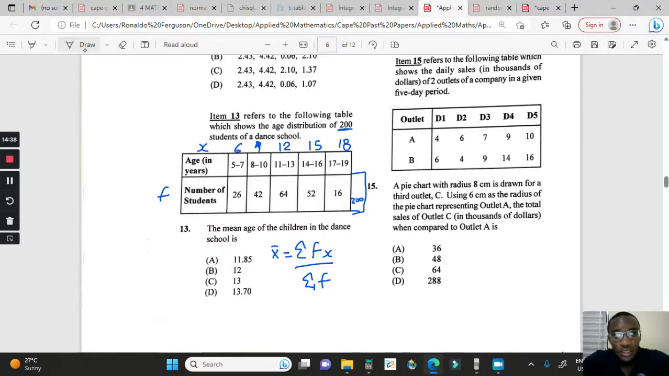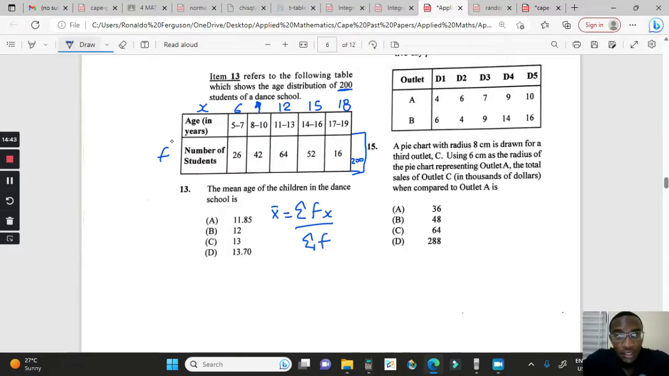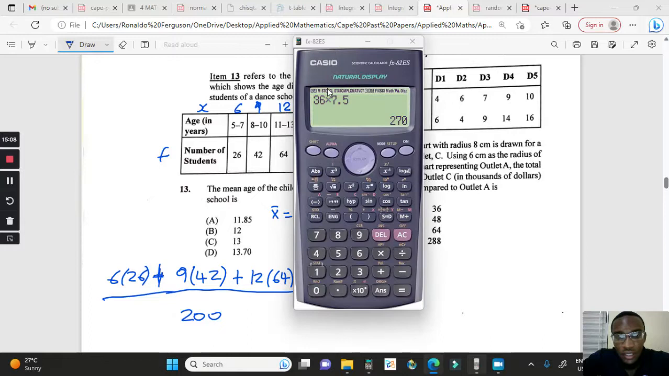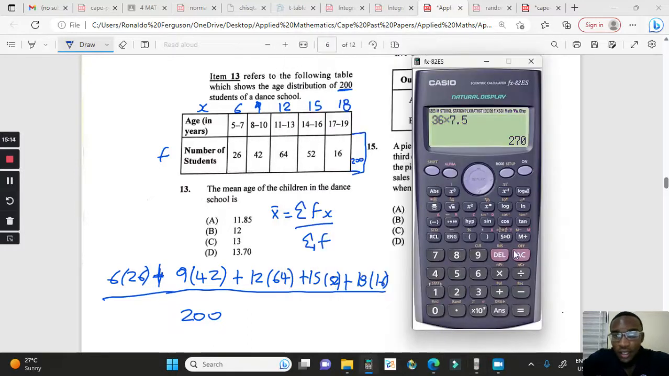So in that case, we're just going to put it in the calculator. So you put what in the calculator? The x value times the f. So 6 times 26 plus 9 times 42 plus 12 times 64 plus 15 times 52 plus 18 times 16, divided by 200. Now I cannot work this out in the interest of time. I can, but let's just put it in the calculator, please. I bring out my calculator and put that in, and we get 11.85 is the mean. That's option A.